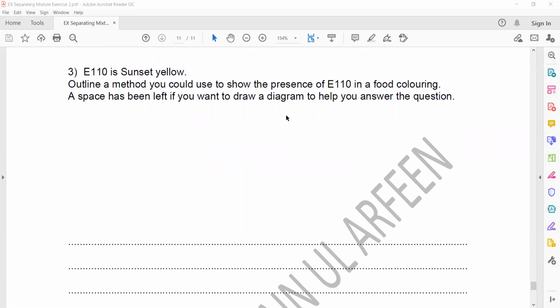E110 is sunset yellow. Outline a method you would use to show that a food coloring contains E110. A space has been left if you want to draw. So what can you do? You can take a sample of the food color and place it on the chromatogram.